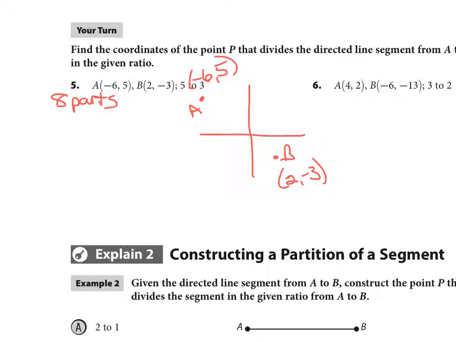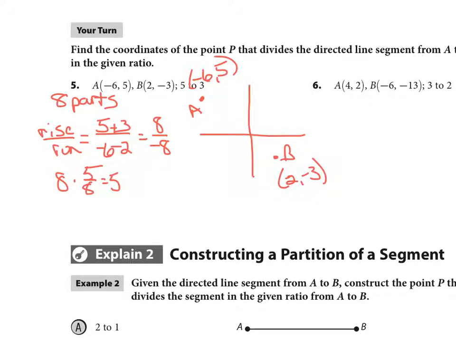The first thing I want to do is find my rise over run, and I get 5 minus -3, which is 8, and I get negative 6 minus 2, which is negative 8. And I want a ratio of 5 out of the 8. So 8 times 5/8 gives me 5, and the same for the run is also 5.